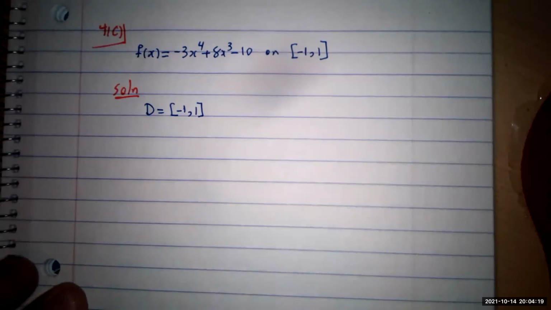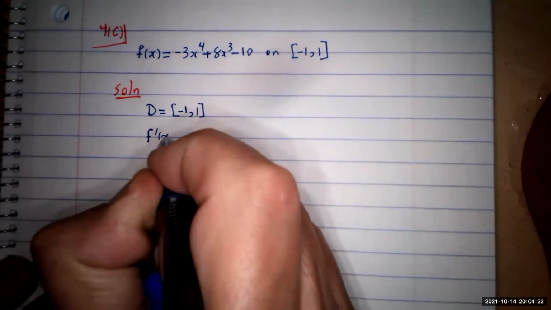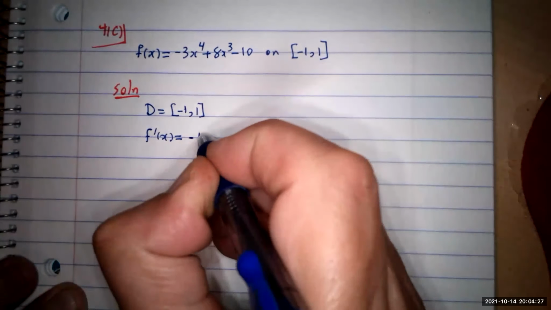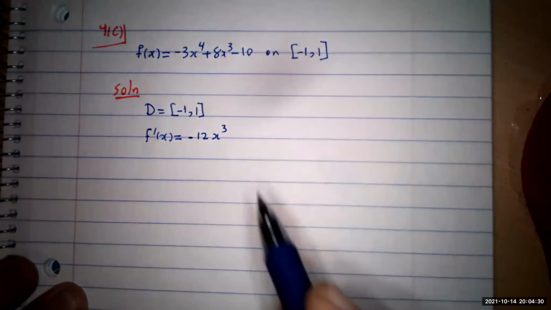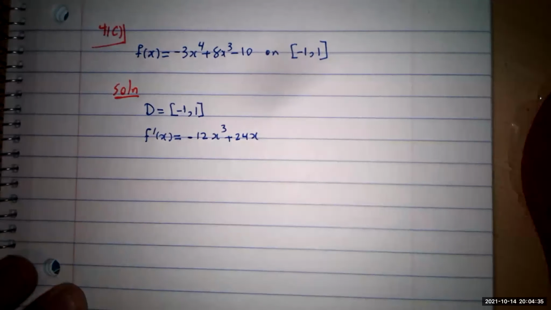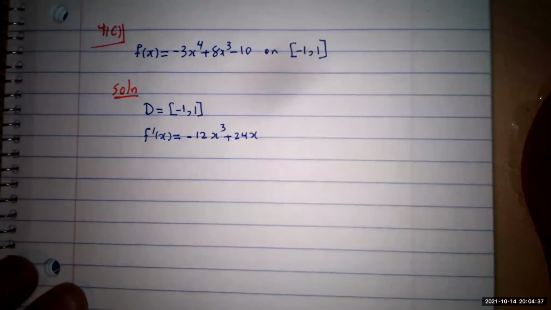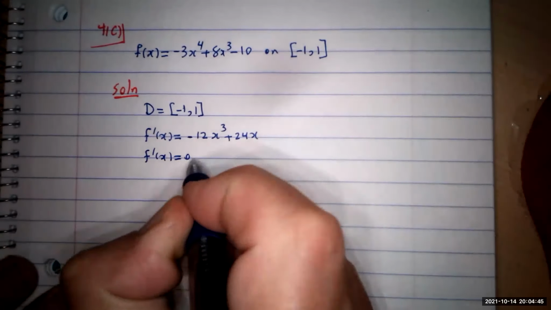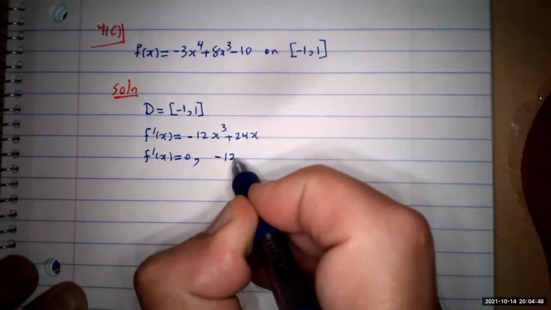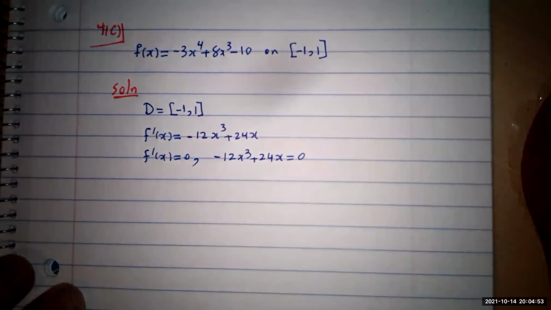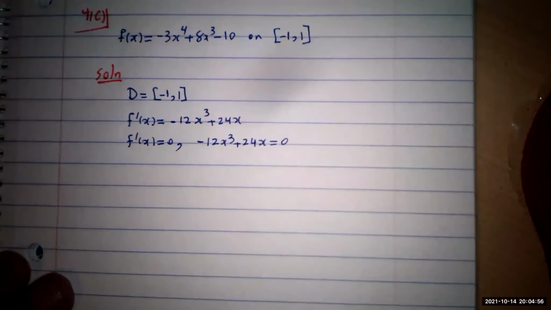Okay, differentiate carefully. F prime of x is going to be equal to the power rule, 4 times 3, 12, so that gives me -12x to the 3rd, and that would be plus 24x. This is f prime. Okay, let it equal to 0 to see what your possible solutions are. So we have -12x cubed plus 24x equal to 0. We have to solve by factoring. What's a common factor here?